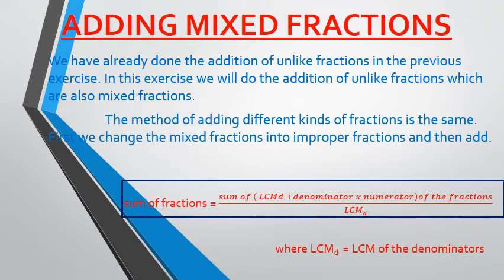And you know children, the sum of fractions is equal to the sum of LCM of the denominators divided by denominator multiplied by numerator of all the fractions upon LCM of the denominators. So here LCM D is equal to LCM of the denominators of all the fractions.